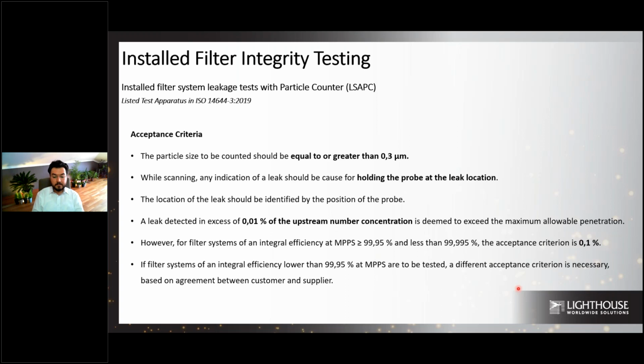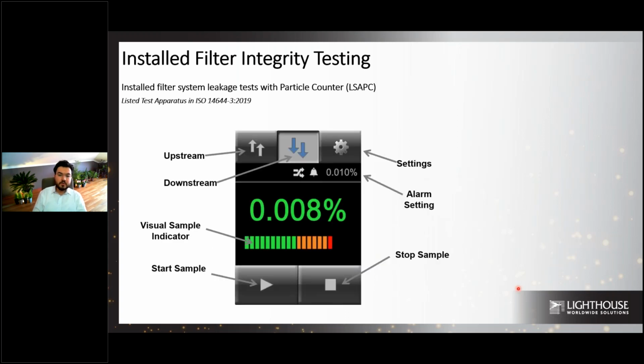Acceptance criteria, again, 0.1% up to 0.01%, depending on the MPPS value, as well as if your efficiency is lower than 99.95%, you have to come to a conclusion on your acceptance criteria between the customer and the supplier. The interface of our device gets all this information, and with just one click on your handle, you can move it into upstream and downstream.